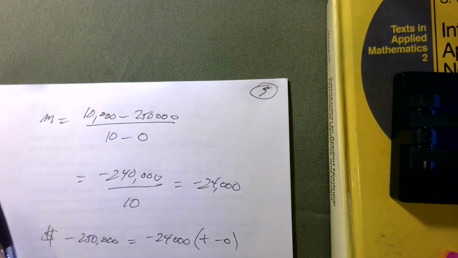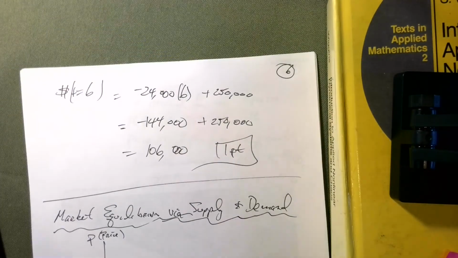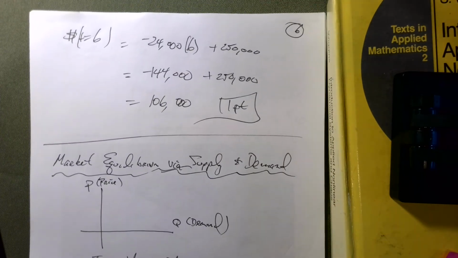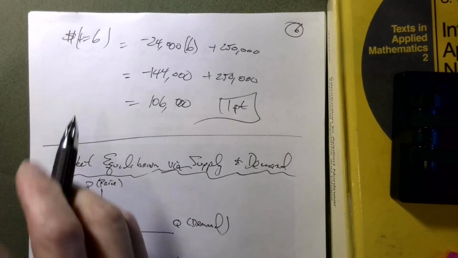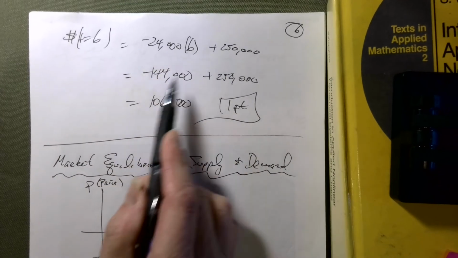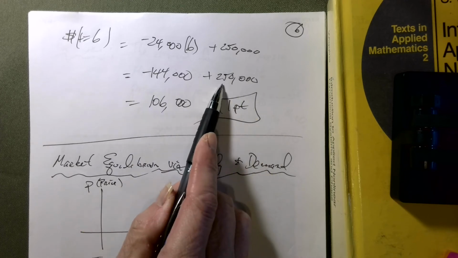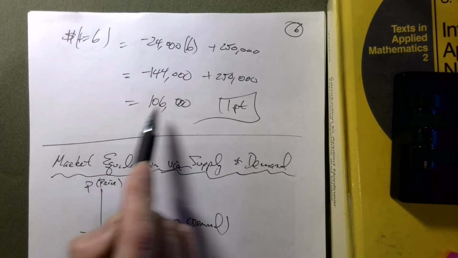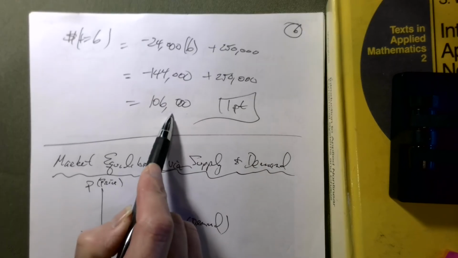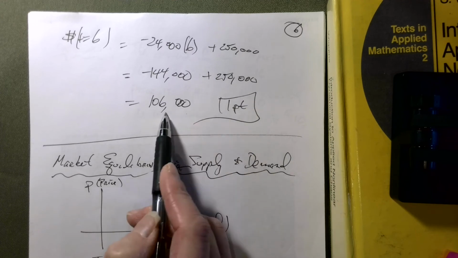Okay, so now if I want to know what it's worth when it's 6 years old, I put in a 6 for my time. And I just do the arithmetic. So I get minus 144,000 plus 250,000. And if you just do the arithmetic, you get 106,000. So that means that when it's 6 years old, you basically dropped it by about a third.